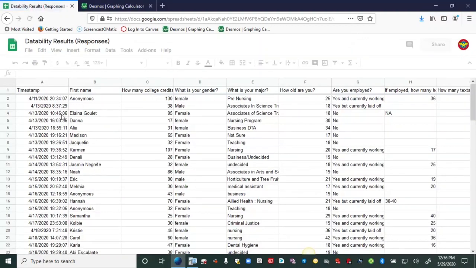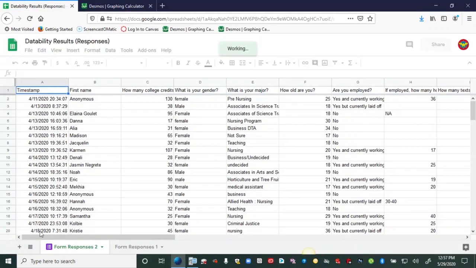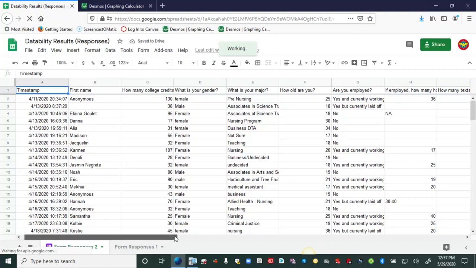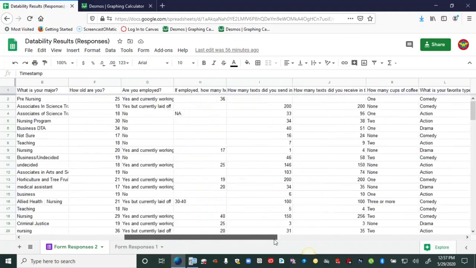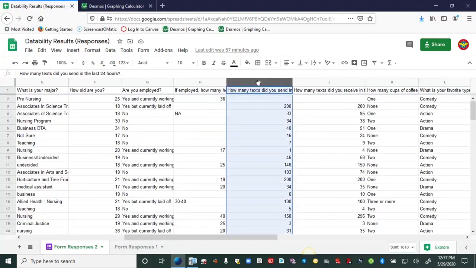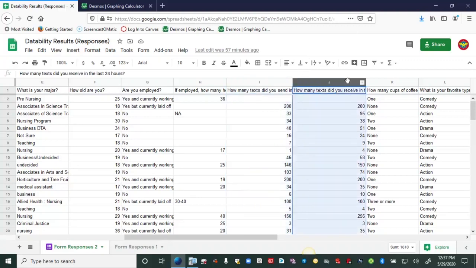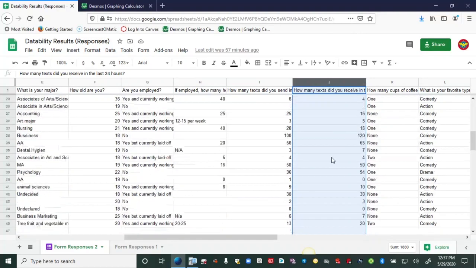Now, rather than counting using the row number, instead, I'm going to go over to the data, because not everybody would have filled this out. Let's see, here we go. So here are the number of texts sent. Notice the first person didn't fill it out, and here are the number of texts received, and there are a couple of other missing ones.